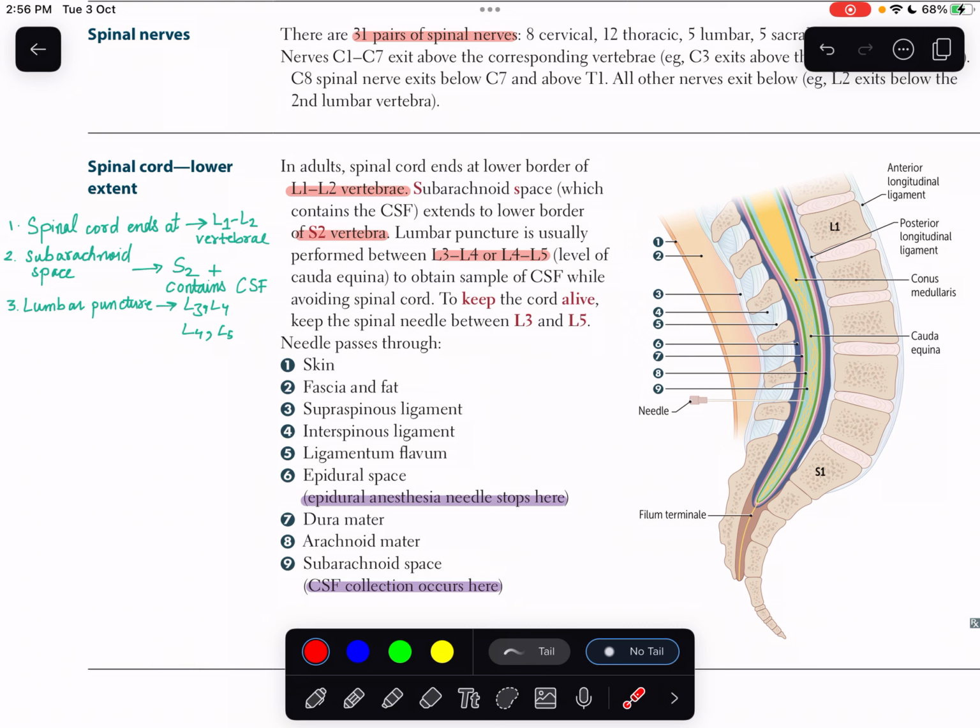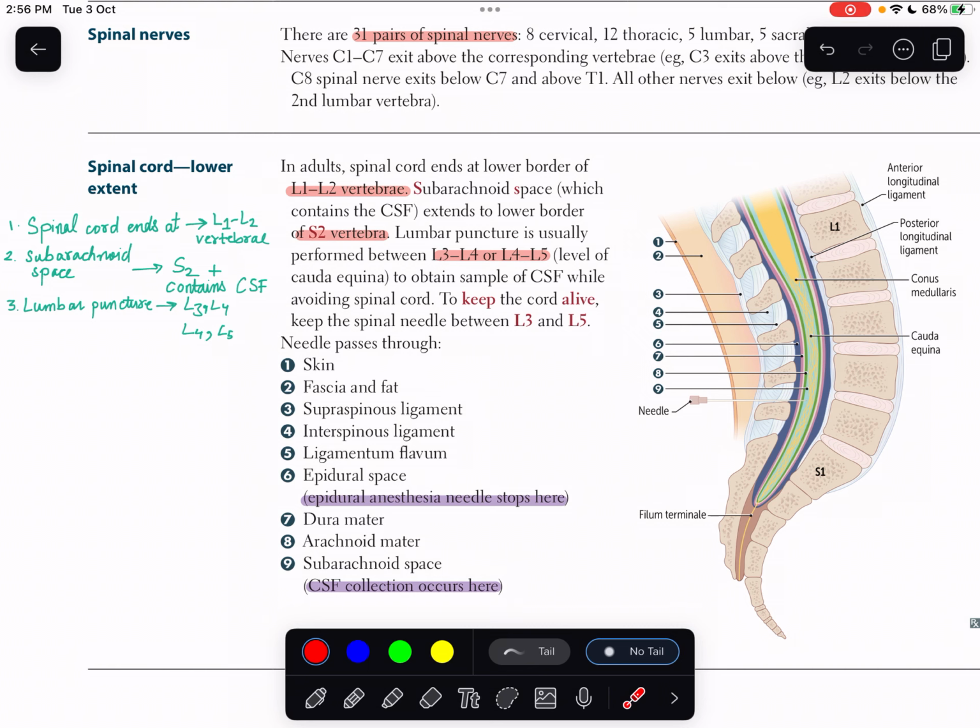The second point to memorize is subarachnoid space. Double S in subarachnoid space, S and S, so S2 vertebra. It extends to the lower border of S2 vertebra, and it is the area which contains the CSF, the cerebrospinal fluid.